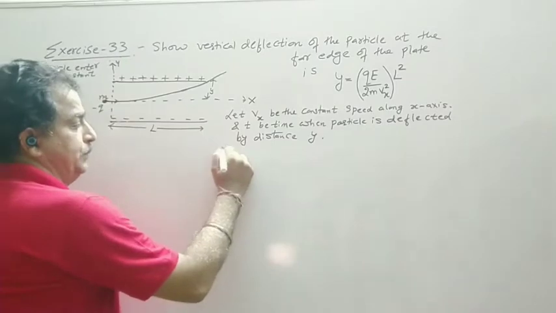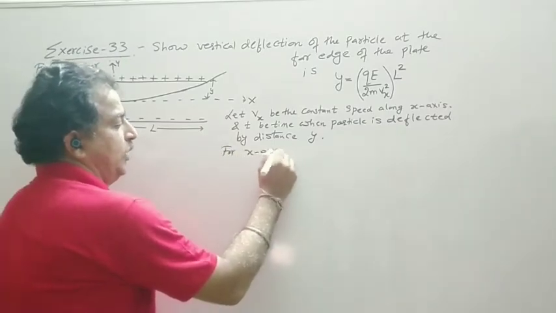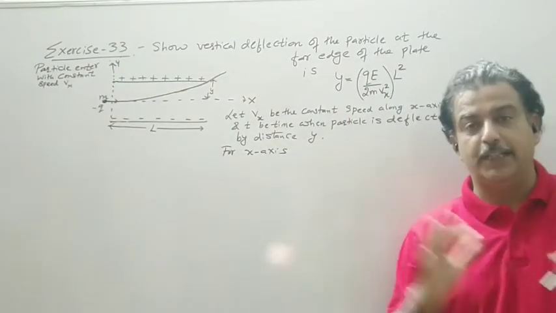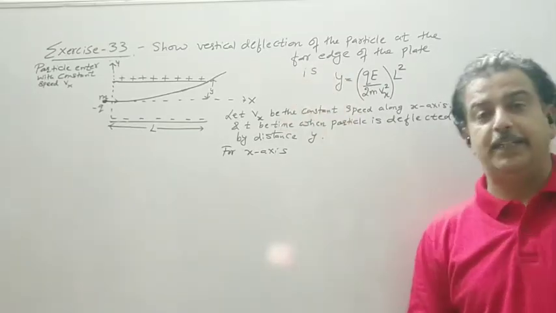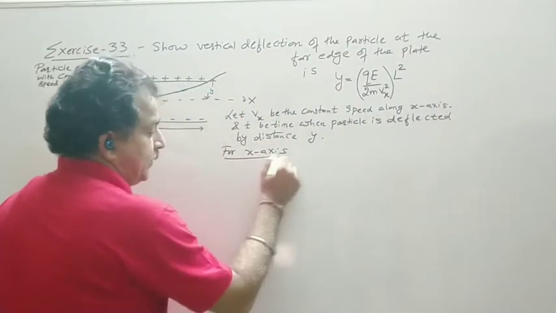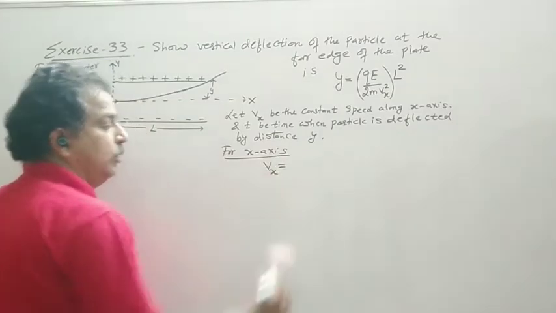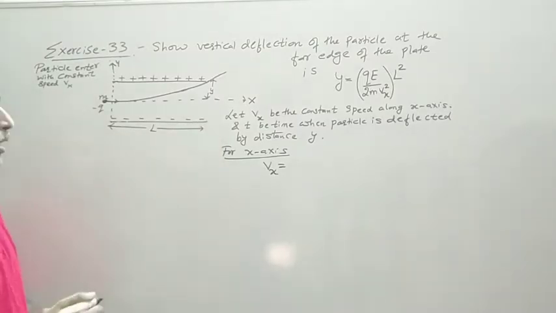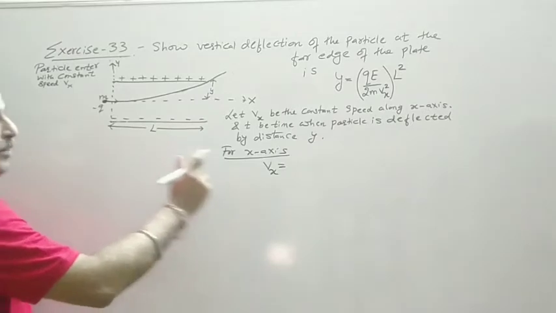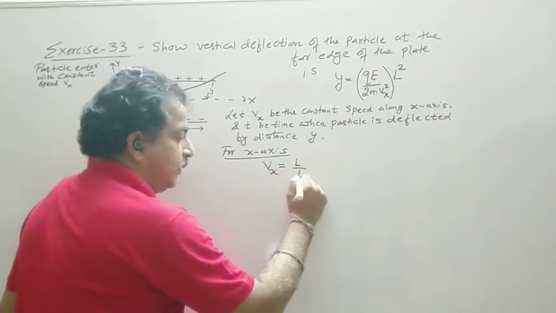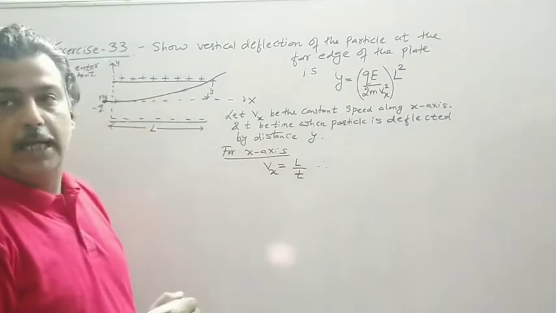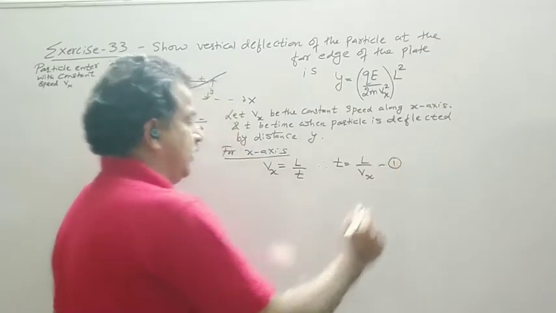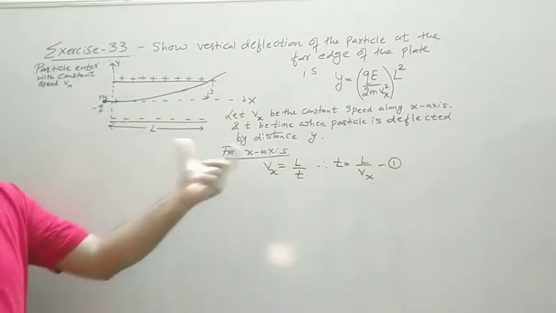Now for the x-axis, we know in projectile motion we divide such motion into two components. We deal with the x component and the y component. Here the horizontal speed is constant. So for the x-axis, we write Vx is equal to the horizontal distance, like in projectile motion where we took the range. So here it is the length of the plate. So distance upon time. Therefore, time is equal to L upon Vx. This is equation 1, for the x component or along the x-axis.